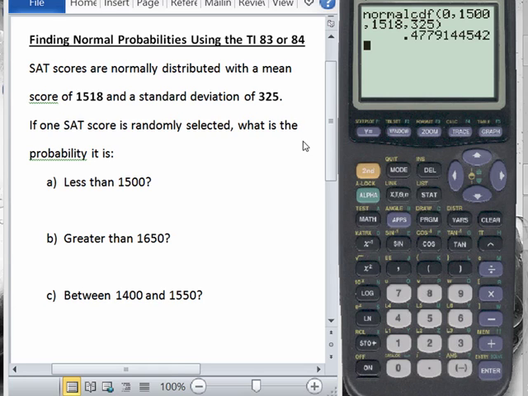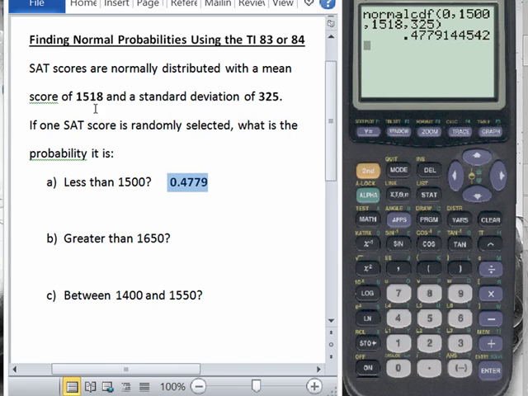And so the probability that the randomly selected score is less than 1500 is 0.4779. You could expect that because 1518 is the mean. So if we're looking at 1500 or below, it's going to be less than 50%. In this case, it's 47, 48%.